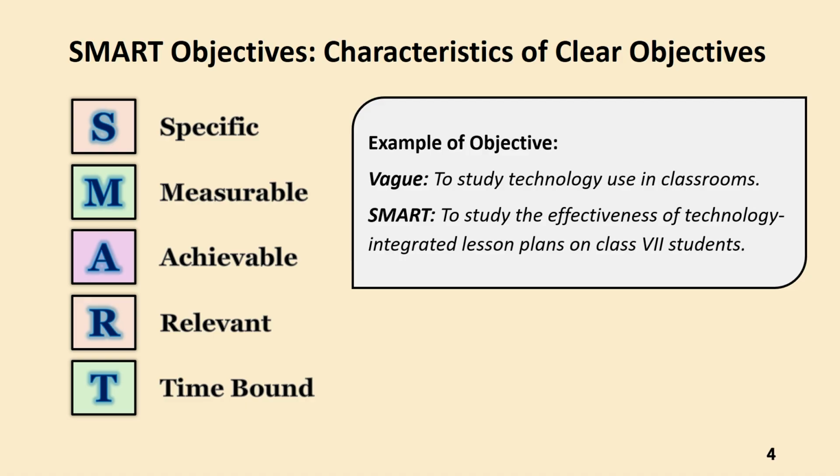Therefore, the vague objective tends to be written like this: to study technology used in classroom. On the other hand, if you see SMART, what is SMART? To study the effectiveness of technology-integrated lesson plan on class 8th students. Here one suggestion I will give to all of you: whenever you are trying to write a certain objective, be very clear about what you are going to achieve.